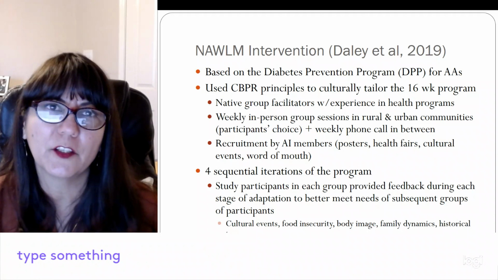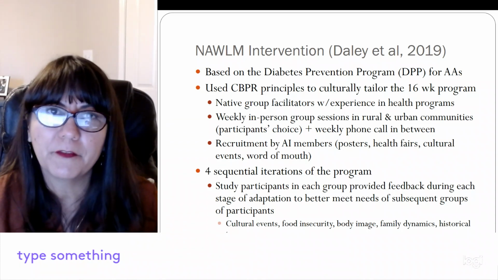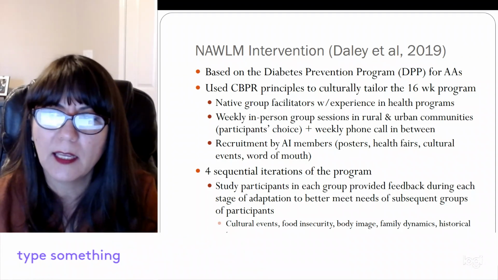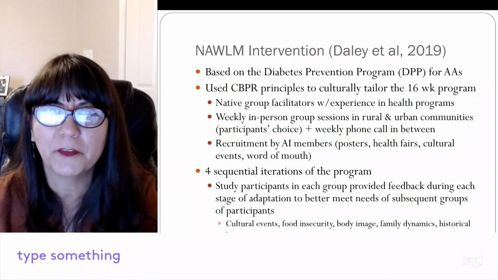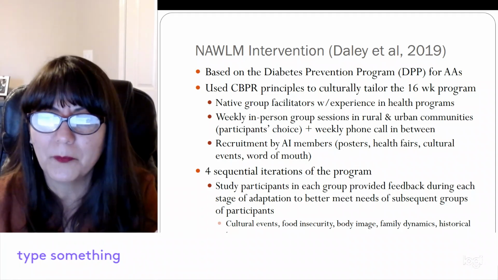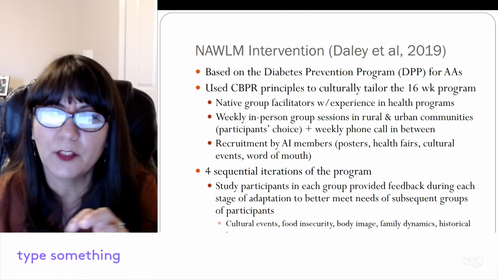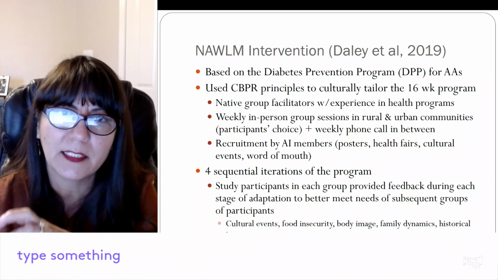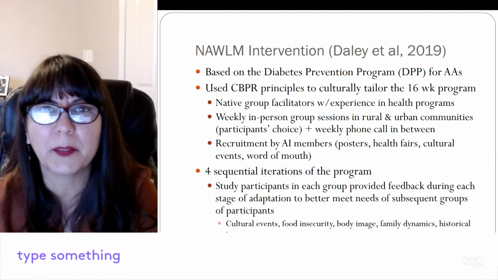And so basically in their adaptation, they went through 4 iterations of the program, such that the very first group that they brought in, they would examine how they were doing in the program, give feedback on what was working for them, what was not working for them, what was not culturally relevant to them. And they would take that information and then incorporate it in the next version. So I believe originally they planned to have about 8 participants in each group of adaptation. I think they had a little bit more than that.